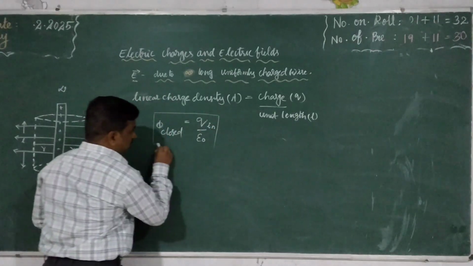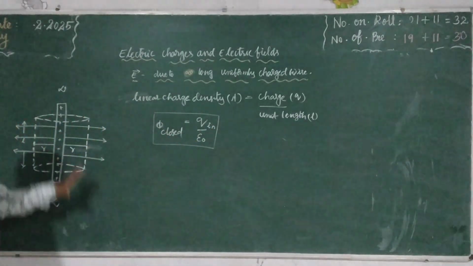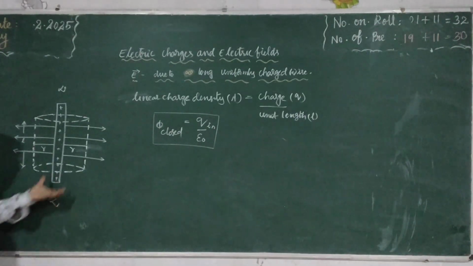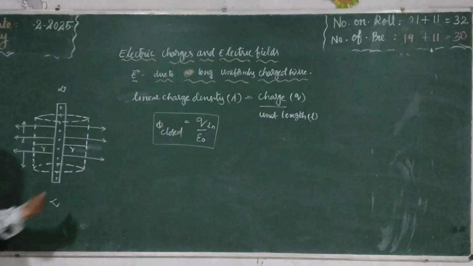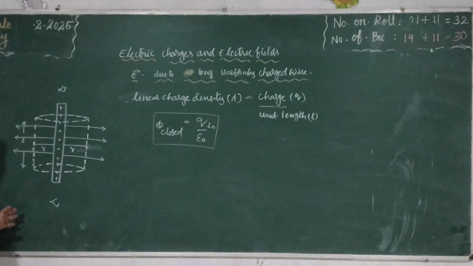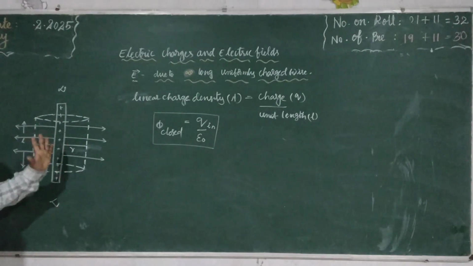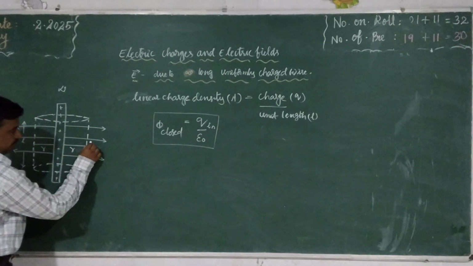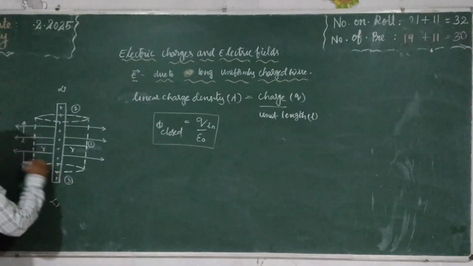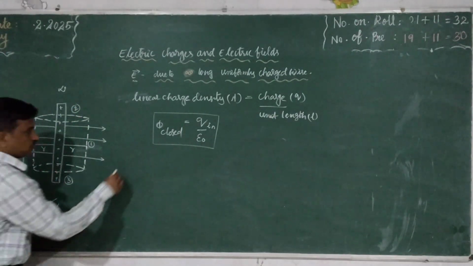By using this, we find the electric field due to this infinitely long uniformly charged wire. For that, we select the Gaussian surface. This is the Gaussian surface: a cylinder for the infinitely long uniformly charged wire. It has three surfaces: this is one surface, this is the second surface, this is the third surface. What is the flux through these surfaces?